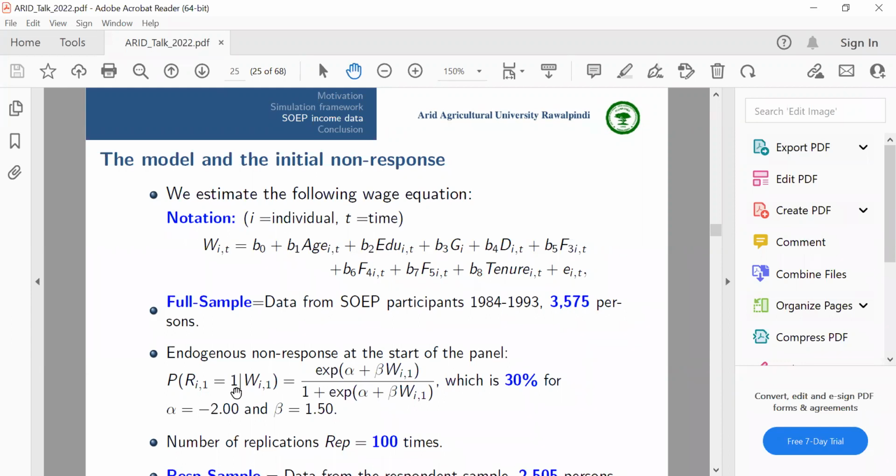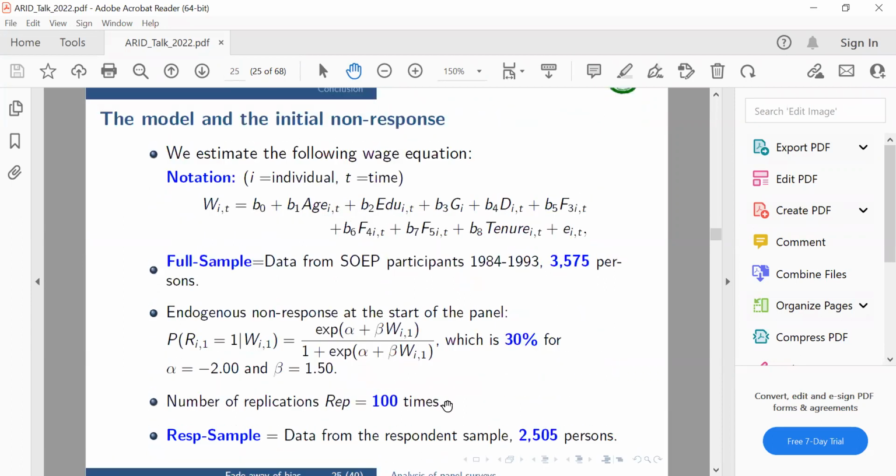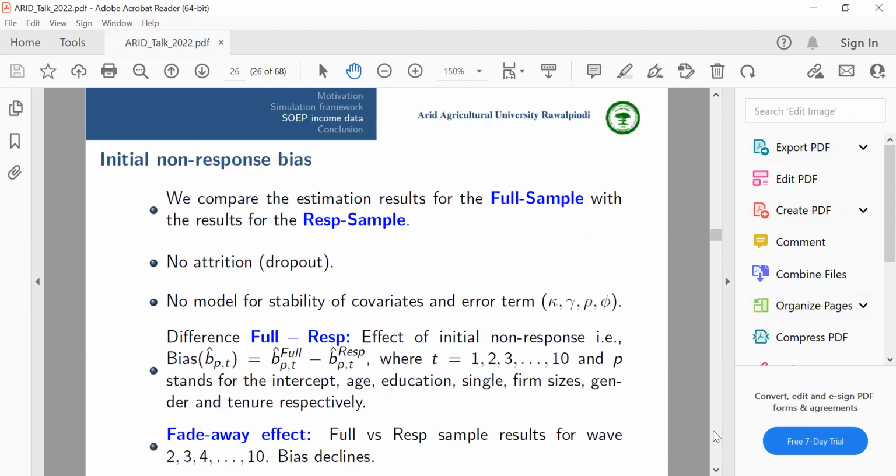Then for the respondent sample, we use this logit model, and we use these parameters alpha -2 and beta 1.5. The purpose is to make a respondent sample biased at the start of the survey. We introduce these parameters. So these parameters give us a non-response rate of 30%, which means the response rate is 70%. We replicate these results 100 times, and the respondent sample consists of 2,500 persons.